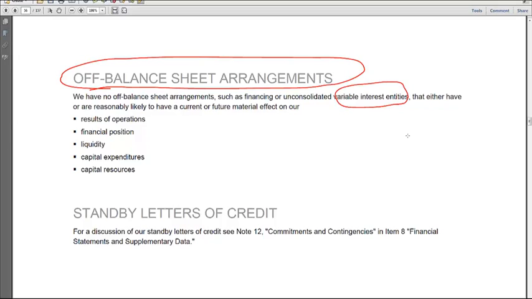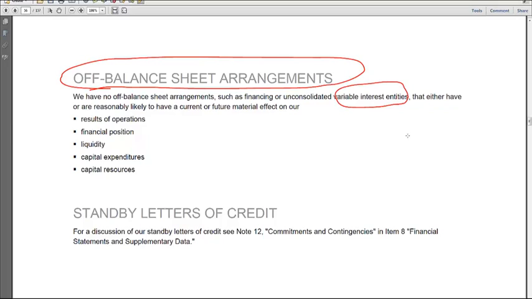You set up a corporation that only exists on paper. So it's not a corporation that has a headquarters or buildings or people, but it's all documents where you set up a legal corporation that can do something. And this variable interest entity, this off-balance sheet legal corporation, is set up to do like one purpose, like securitize loans or finance an acquisition of a building or finance research and development or whatever.